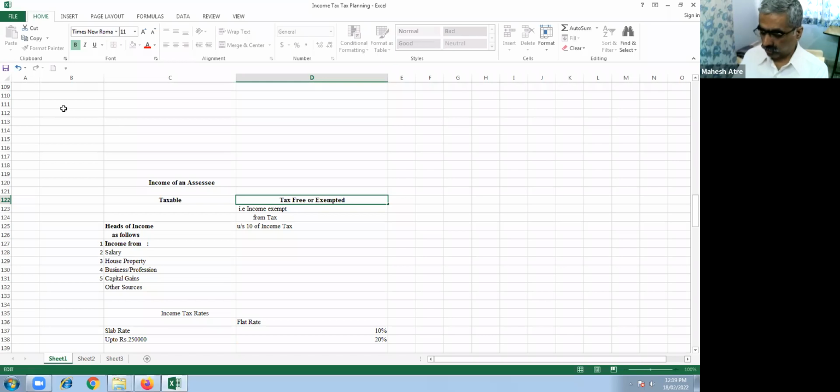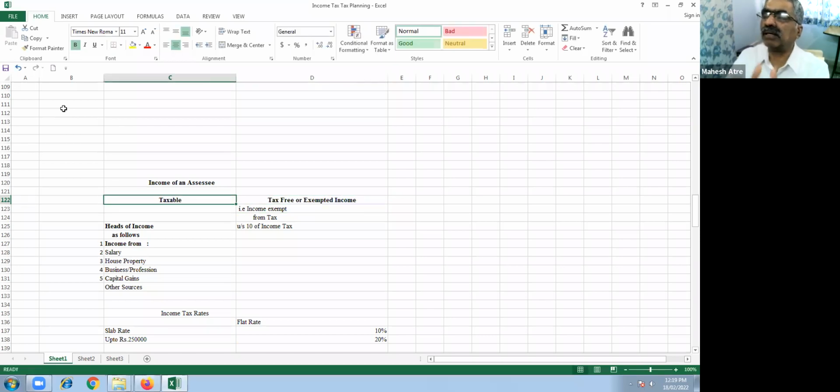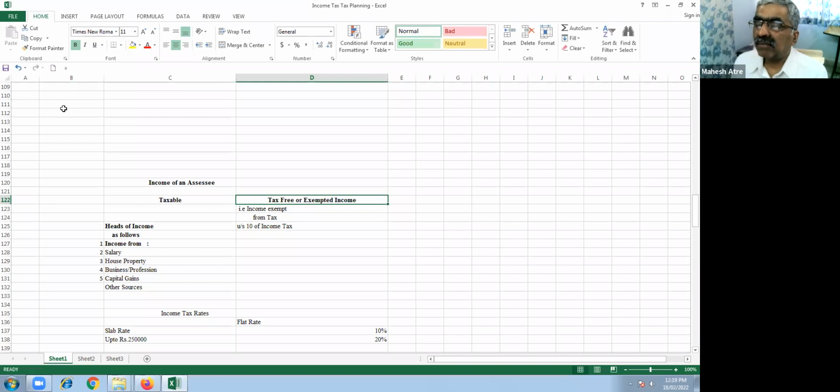So this we are again going to discuss. A person may have earned income during the year, but we have to determine whether it is a taxable income or a tax-free income. What is meant by tax-free income or exempted income? That means the person has earned income in India during the previous year, but that income is not taxable. It is exempted under Section 10. So please try to understand.